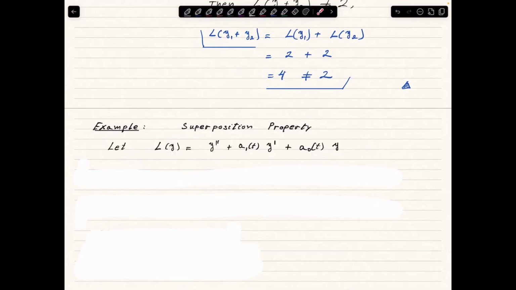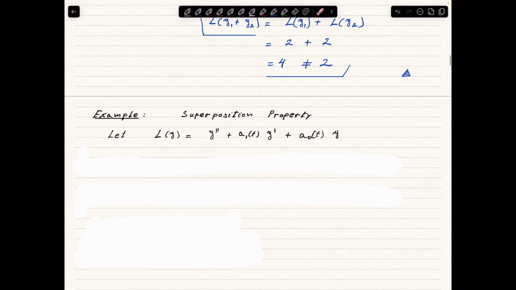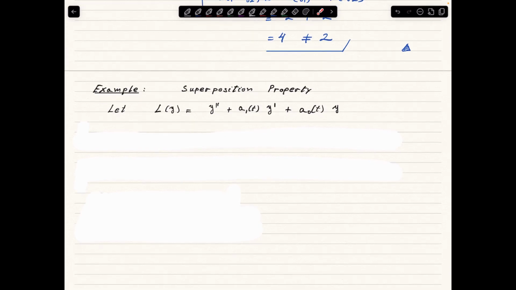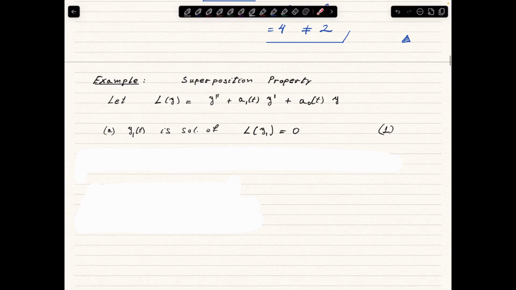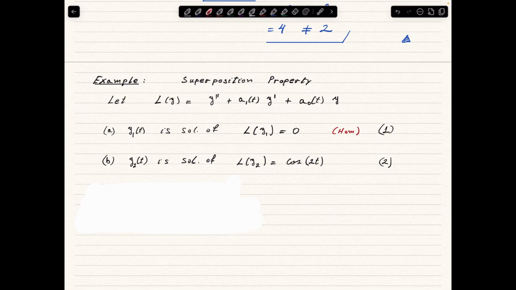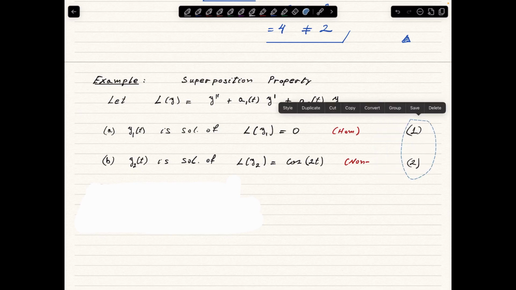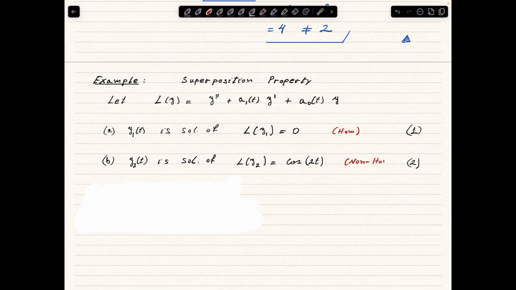Suppose we have again the same general second order linear differential operator, and now let's suppose we have y1, which is a solution of the homogeneous equation, L of y1 equals 0. And suppose now that we have a y2 that is a solution of a non-homogeneous equation. So let's put here homogeneous, and here non-homogeneous. That's the main difference between the two functions y1 and y2.